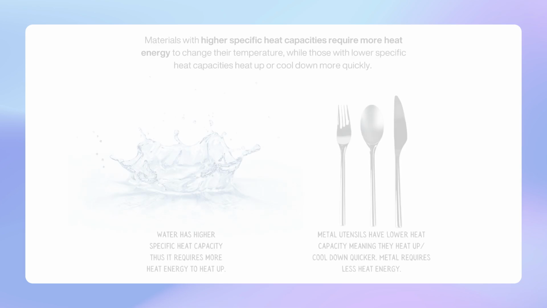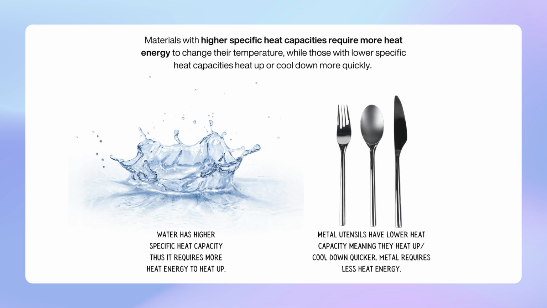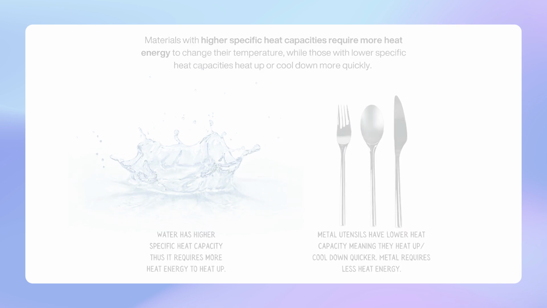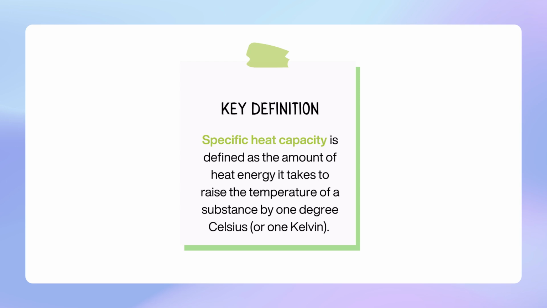At its core, specific heat capacity helps us understand how different materials respond to temperature changes. Materials with higher specific heat capacities require more heat energy to change their temperature, while those with lower specific heat capacities heat up or cool down more quickly. More formally, specific heat capacity is defined as the amount of heat energy it takes to raise the temperature of a substance by 1 degree Celsius or 1 Kelvin.